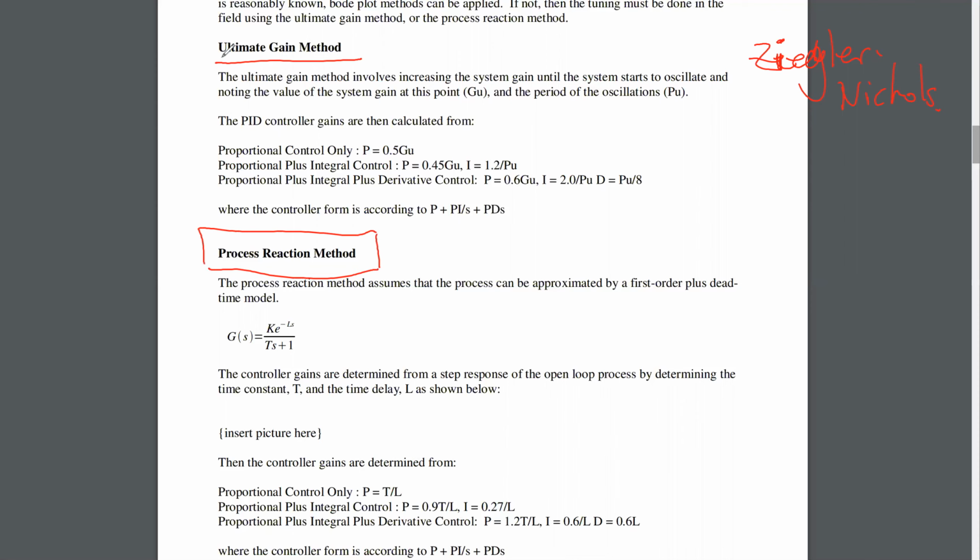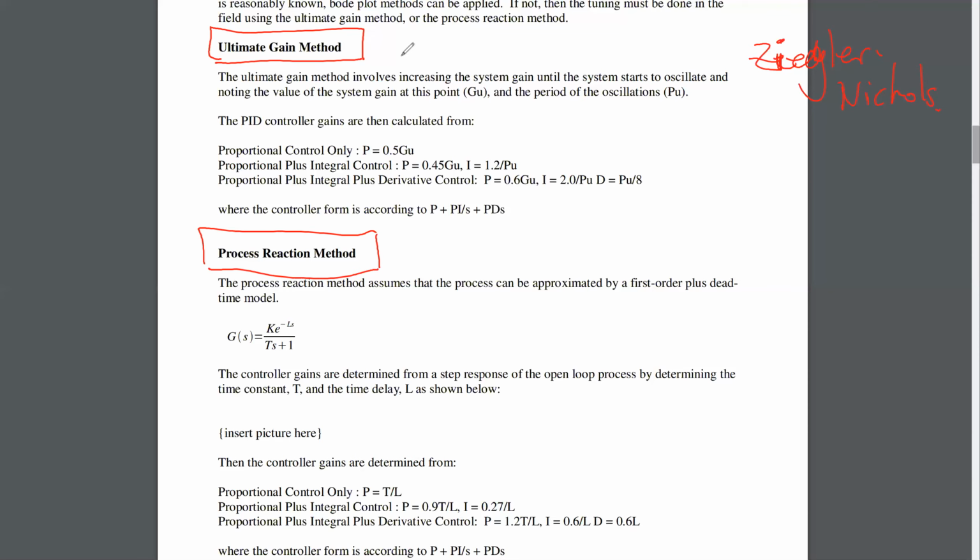Both of these methods are designed to be done in an actual plant setting where the system is there, the controller is there, and the system is running. It's assuming you don't have equations for the system. Now we do, so I'll tell you how you can also get some information from a Bode plot for the ultimate gain method. But the method in general is assuming that you don't actually have the system equations, even though you do have knowledge of the system behavior, okay?